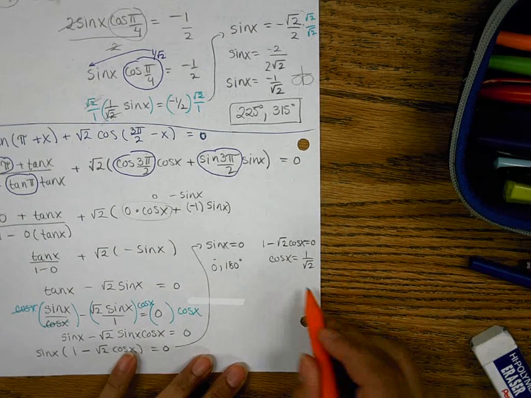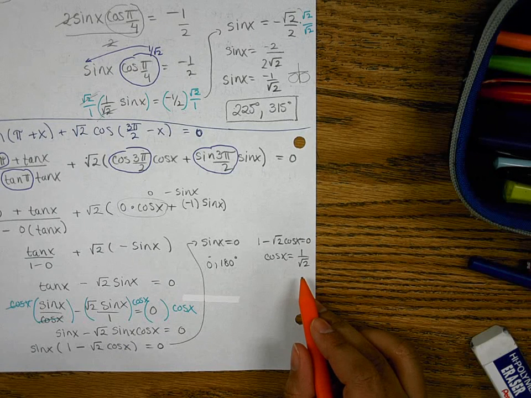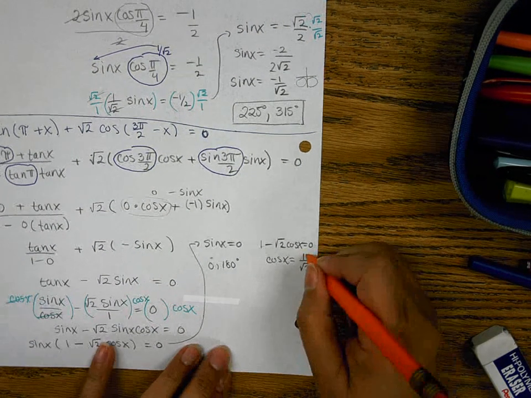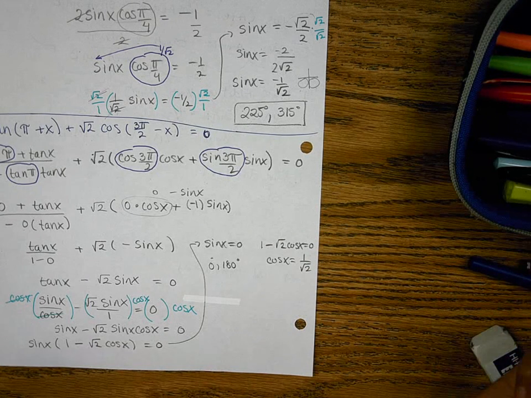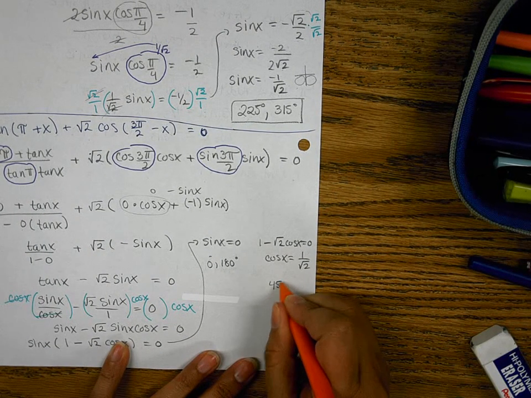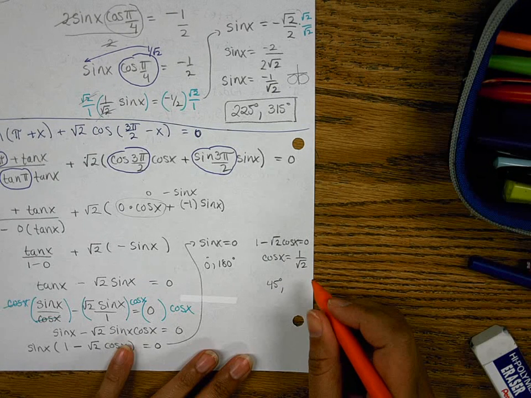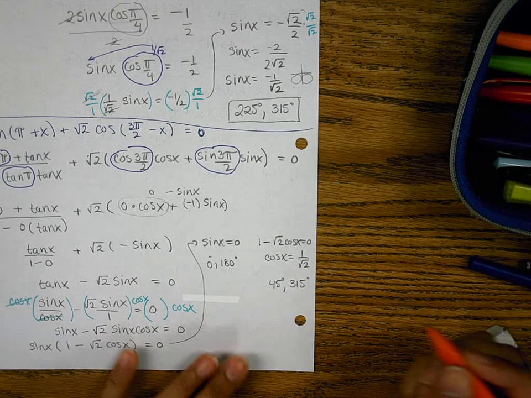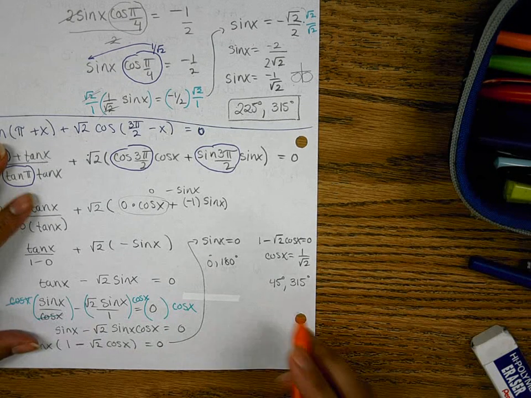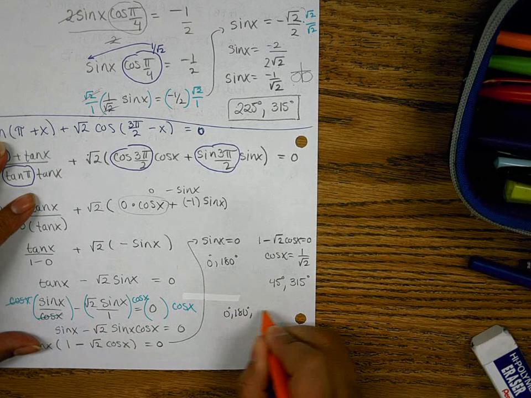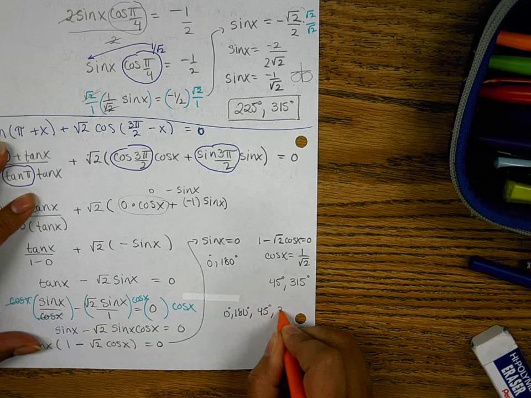And there's two places where cosine is positive, quadrant 1 and quadrant 4. Your reference angle here is 45 degrees. So quadrant 1 is one of them, so 45 degrees. In quadrant 4, that is 315 degrees. So I have my final set of answers: 0 degrees, 180, 45, and 315.